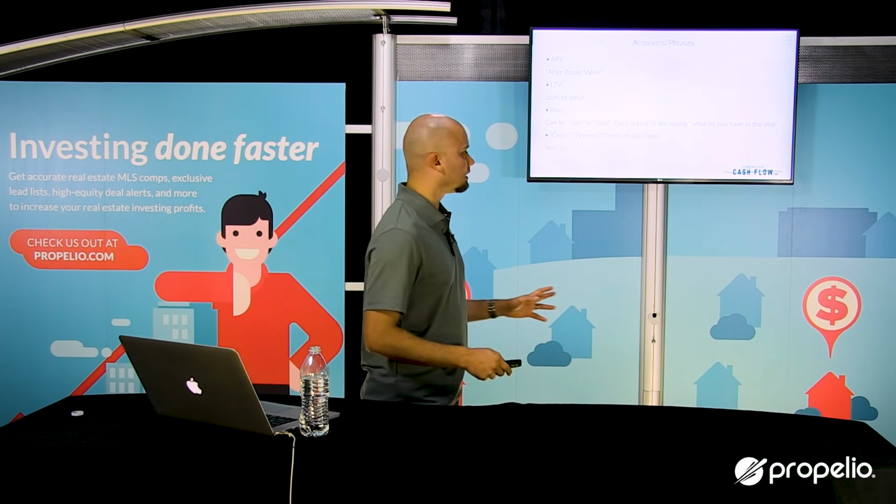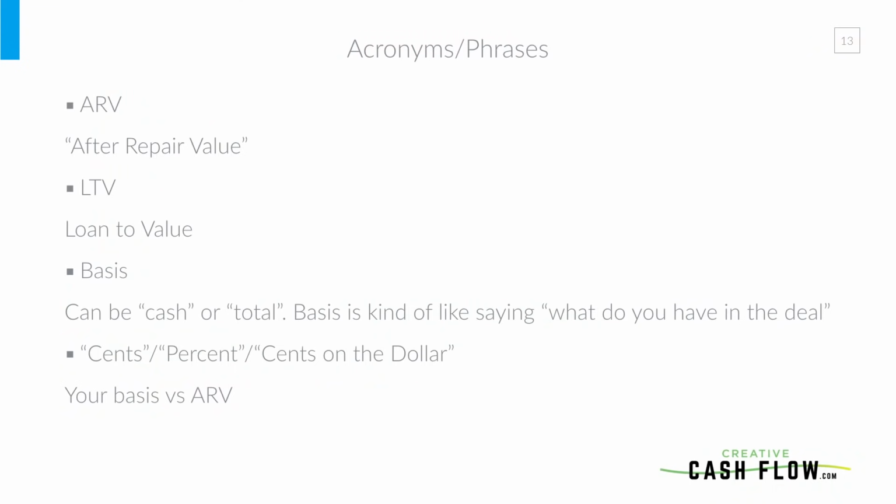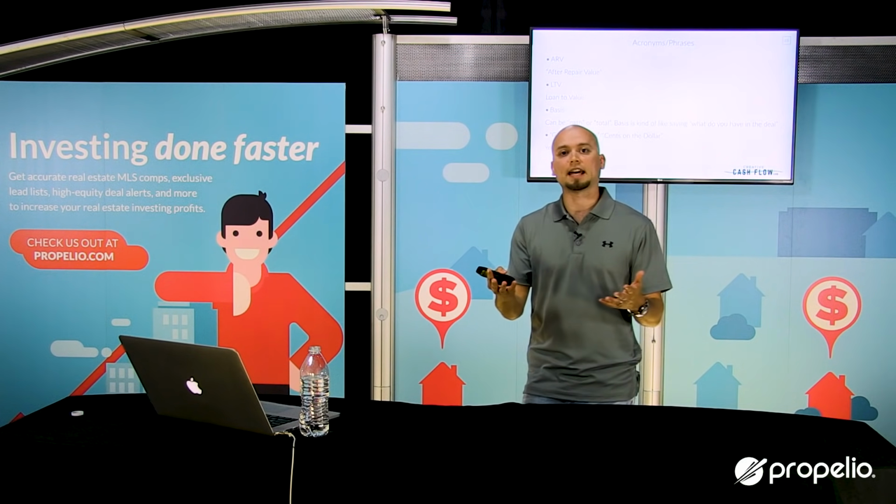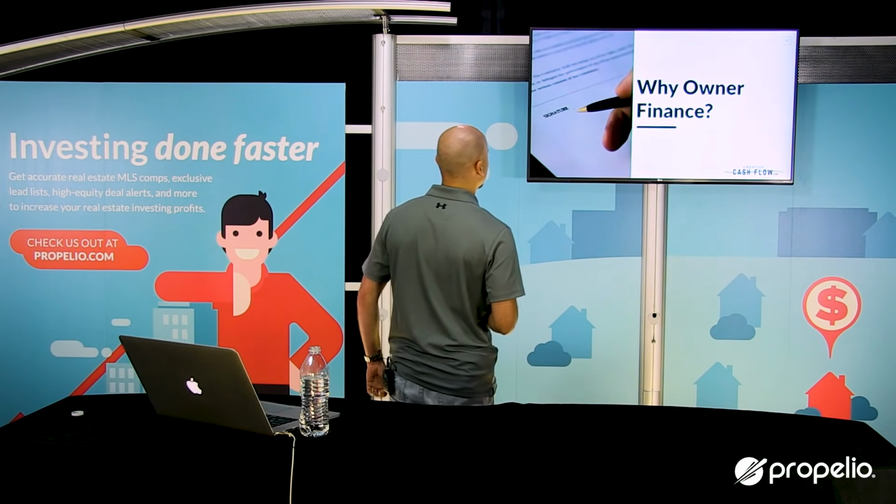So what you're going to hear a lot of times is me throwing out the word cent or percent, cents on the dollar. For example, that last house that we were talking about, we put 50 into the mortgage, we put 20 in as cash. Well, that's at 70% of the ARV. Our basis is 70 cents on the dollar. Or I could say to somebody for short, I contracted this house at 70 cents. All right, that's going to be some of the things that you're going to hear us talk about.